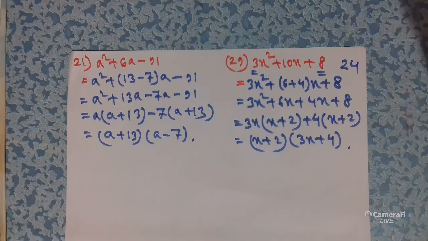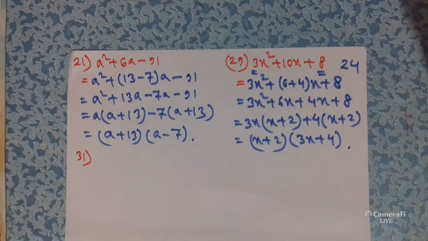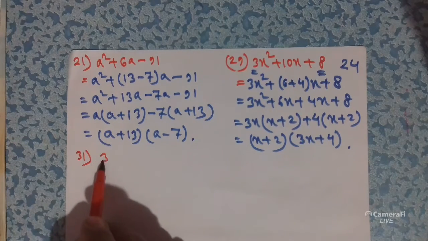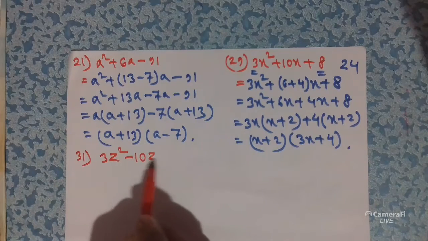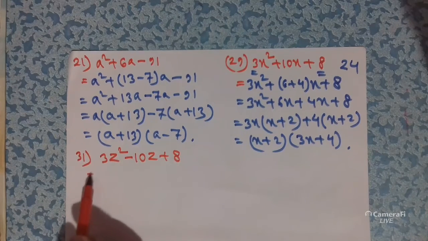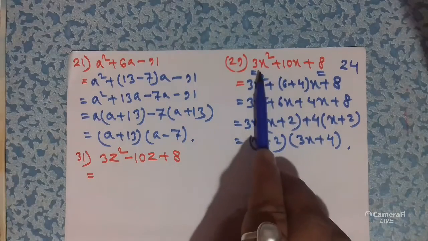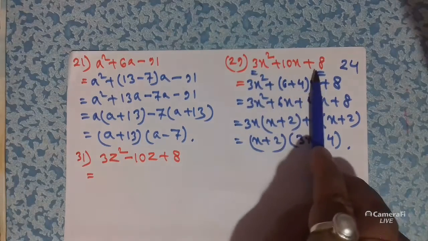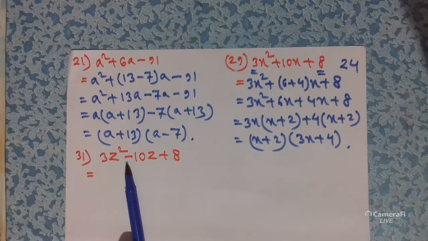Next, 31. 3z square minus 10z plus 8. So it is also a similar problem. Here you can see that it was 3x square plus 10x plus 8 and this is similar, but it is in the negative symbol.